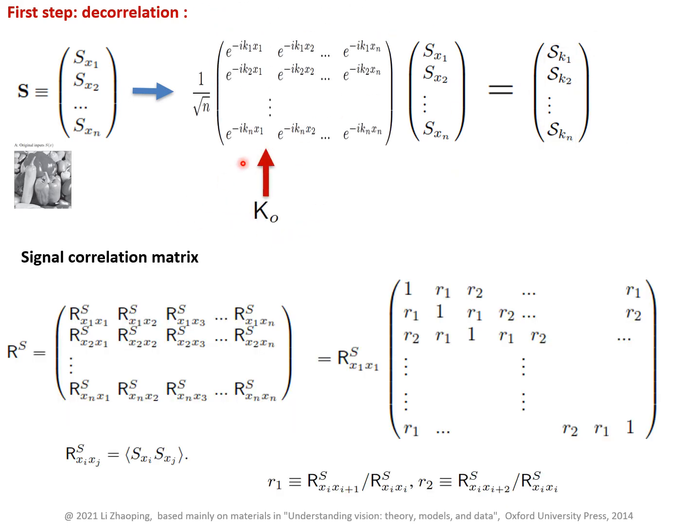This K0 is in fact an n by n matrix. And we know that each of these row vectors must be an eigenvector of this correlation matrix for this decorrelation to work. In particular, this K0 is made of many row vectors. So the first row vector is this one, the second row vector is this one, and so on.